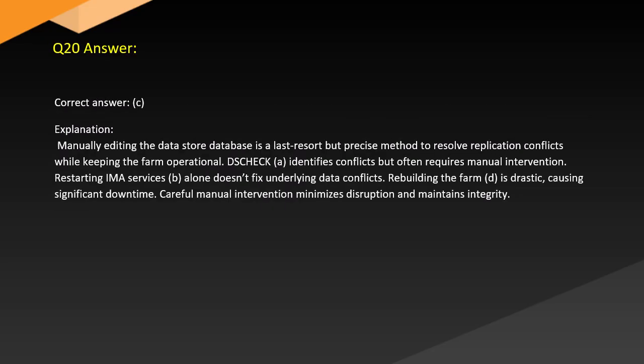Answer. Correct answer: C. Explanation. Manually editing the data store database is a last resort but precise method to resolve replication conflicts while keeping the farm operational. Check (A) identifies conflicts but often requires manual intervention. Restarting IMA services (B) alone doesn't fix underlying data conflicts. Rebuilding the farm (D) is drastic, causing significant downtime. Careful manual intervention gives minimum disruption and maintains integrity.